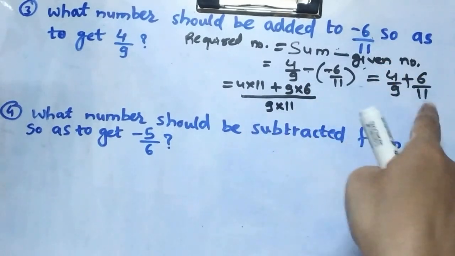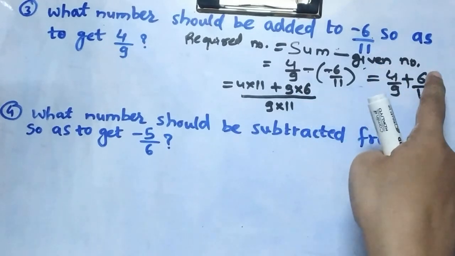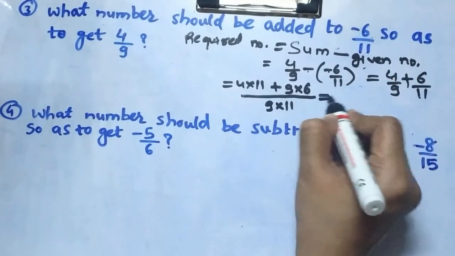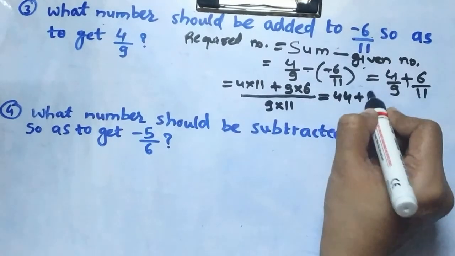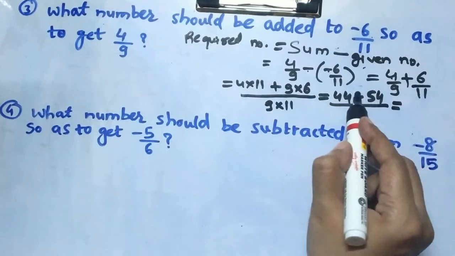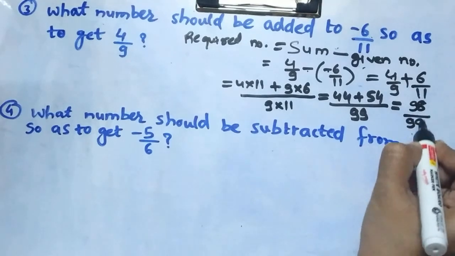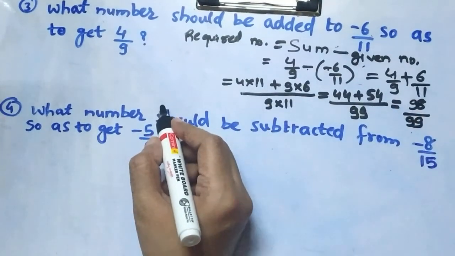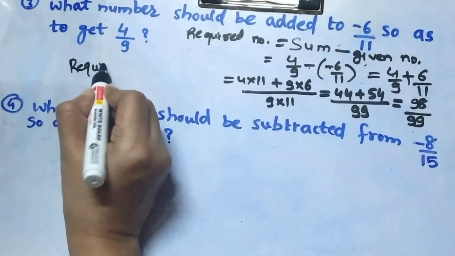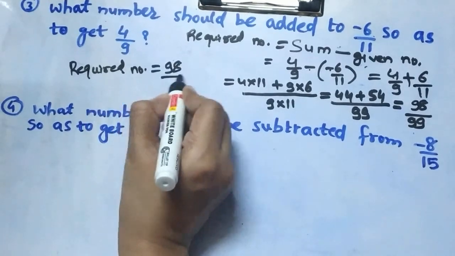Always remember, when you want to do the cross multiplication, multiply this numerator with the cross denominator and this numerator with this denominator, and in the denominator multiply the two denominators. So 11 4s are 44 and 9 6s are 54, divided by 11 9s are 99. Just perform the addition of the numerator, friends. You will get 98 upon 99. So your required number is 98 upon 99.